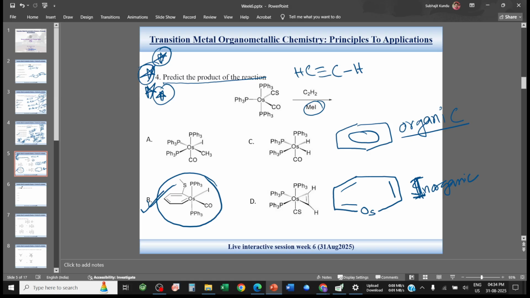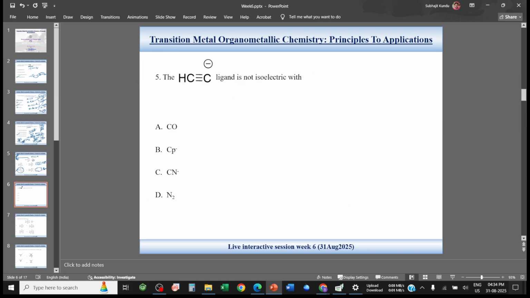The next question is: the HC≡C⁻ ligand is not isoelectronic with which of the following? First you have to calculate the total number of electrons present in HC≡C⁻. So let's calculate this, and then after that we will calculate the question one.